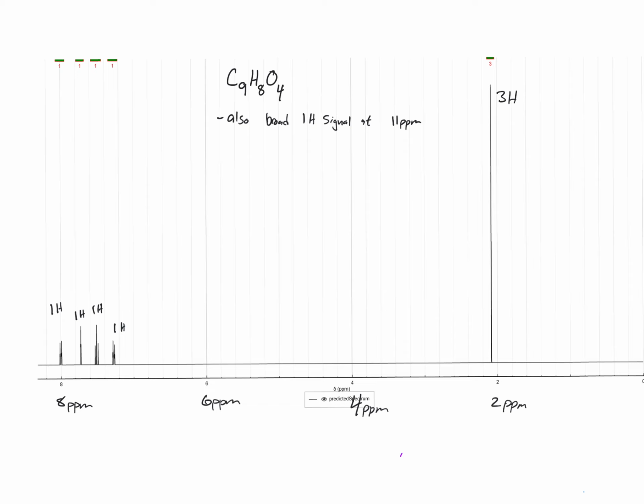Here we have the proton NMR spectrum with formula C9H8O4. There's also a broad 1H signal at 11 ppm, which I did not show here. We have these four signals here, and then we've got a 3-hydrogen singlet at around 2 ppm.